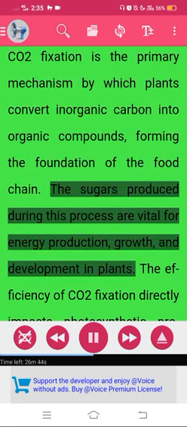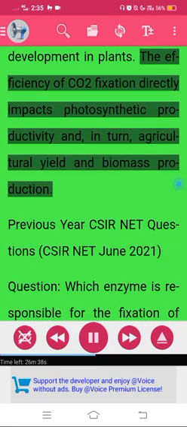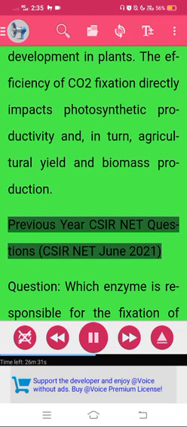The sugars produced during this process are vital for energy production, growth, and development in plants. The efficiency of CO2 fixation directly impacts photosynthetic productivity and, in turn, agricultural yield and biomass production. Previous year CSIR NET questions. CSIR NET June 2021.